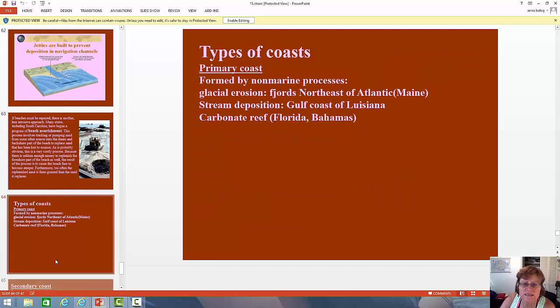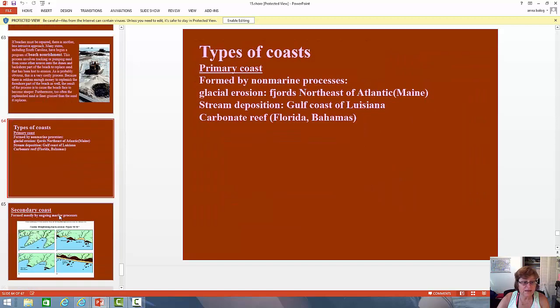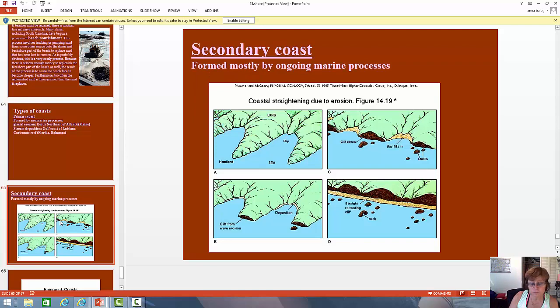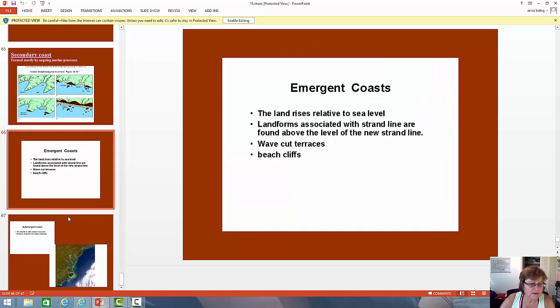So, types of coasts, you should know the primary and secondary coast. What does each mean? That's important. And what does it mean in terms of sea level?